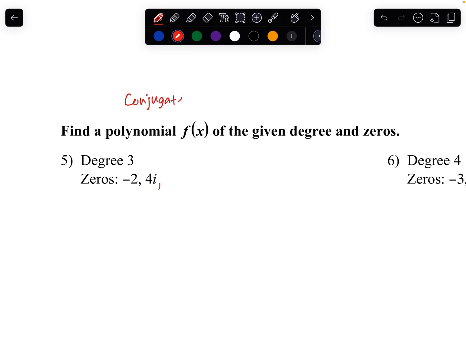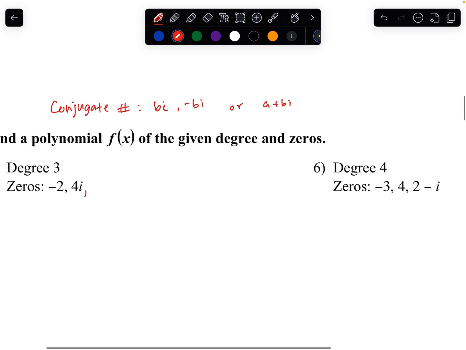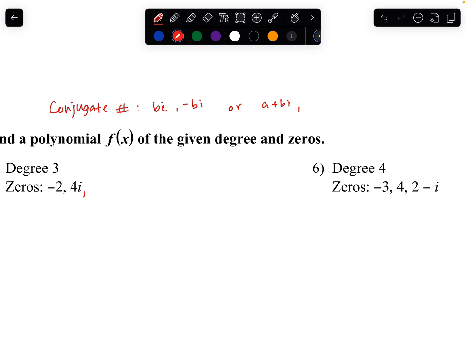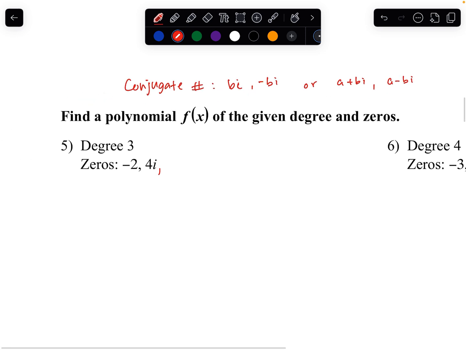Conjugate numbers. So if you have bi as an imaginary zero, then negative bi is its conjugate. Or if you have something like a plus bi as an imaginary zero, then its conjugate is a minus bi. So we know that -4i, which would be the conjugate to 4i, is its pair.